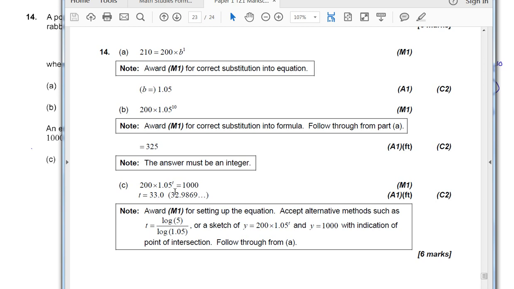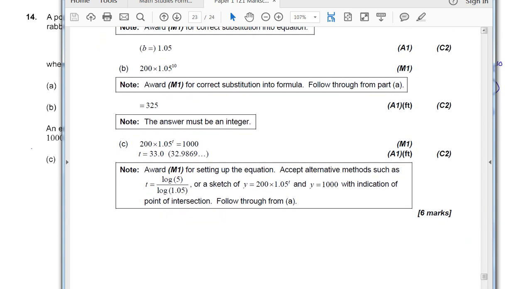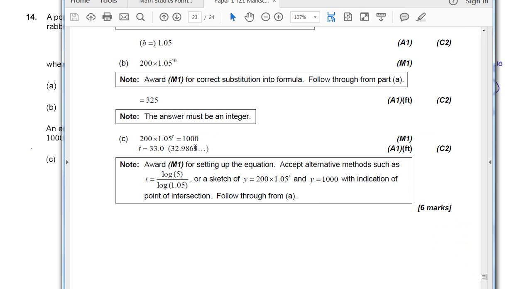Let's see. Next part, C. There's our answer. We had 32.98, and so we rounded it to t equals 33.0. So it says award M1 for setting up the equation. We did. Accept alternative methods such as this, which is what we ended up doing, or a sketch, which we did not need to do, and y equals 1,000, indication of point of intersection. So we didn't graph it, we just did our logarithms, which made our life easy, and then follow through. So we're good. Follow through, remember, is again if we messed up something else from earlier. This 325 didn't have any bearing on that, so we're all good.